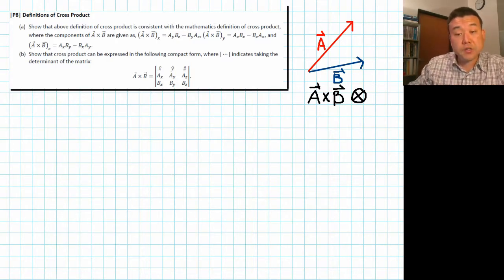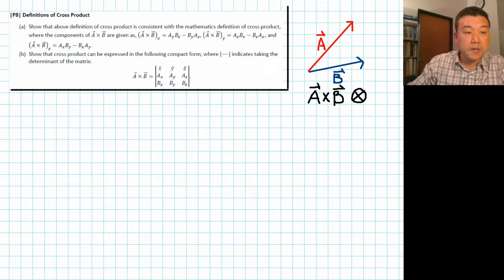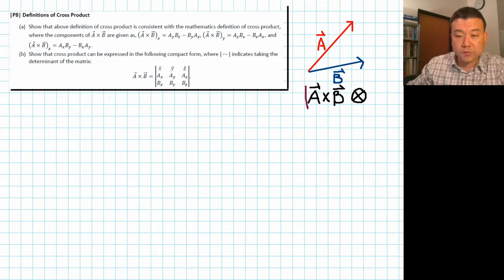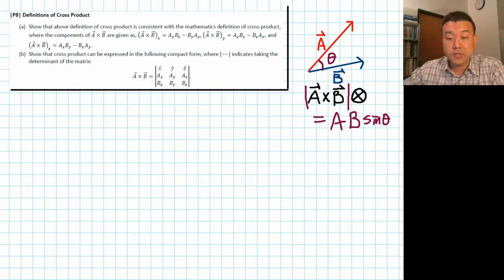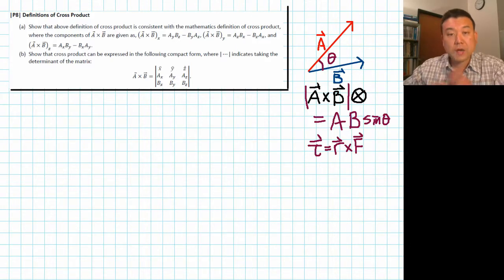The second part of the definition is the magnitude. We say that the magnitude of A cross B is given by this expression that you have seen a few times already: magnitude of A times magnitude of B times sine of the angle between them. This is the same expression you saw for torque, and that's because we define torque using this cross product. Torque is defined now as a full vector quantity, as the displacement vector cross product with the force. That's how torque is defined. You have seen this in lecture.